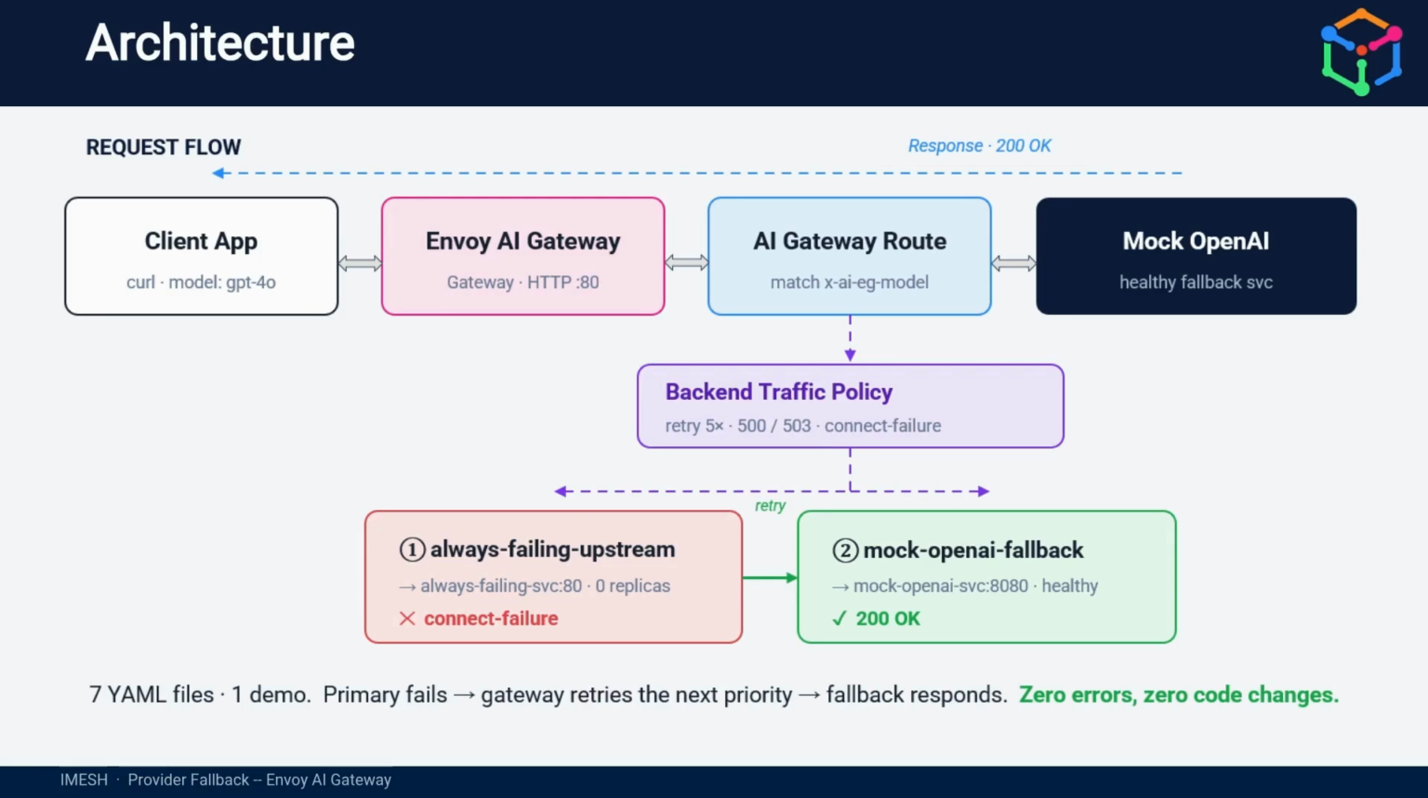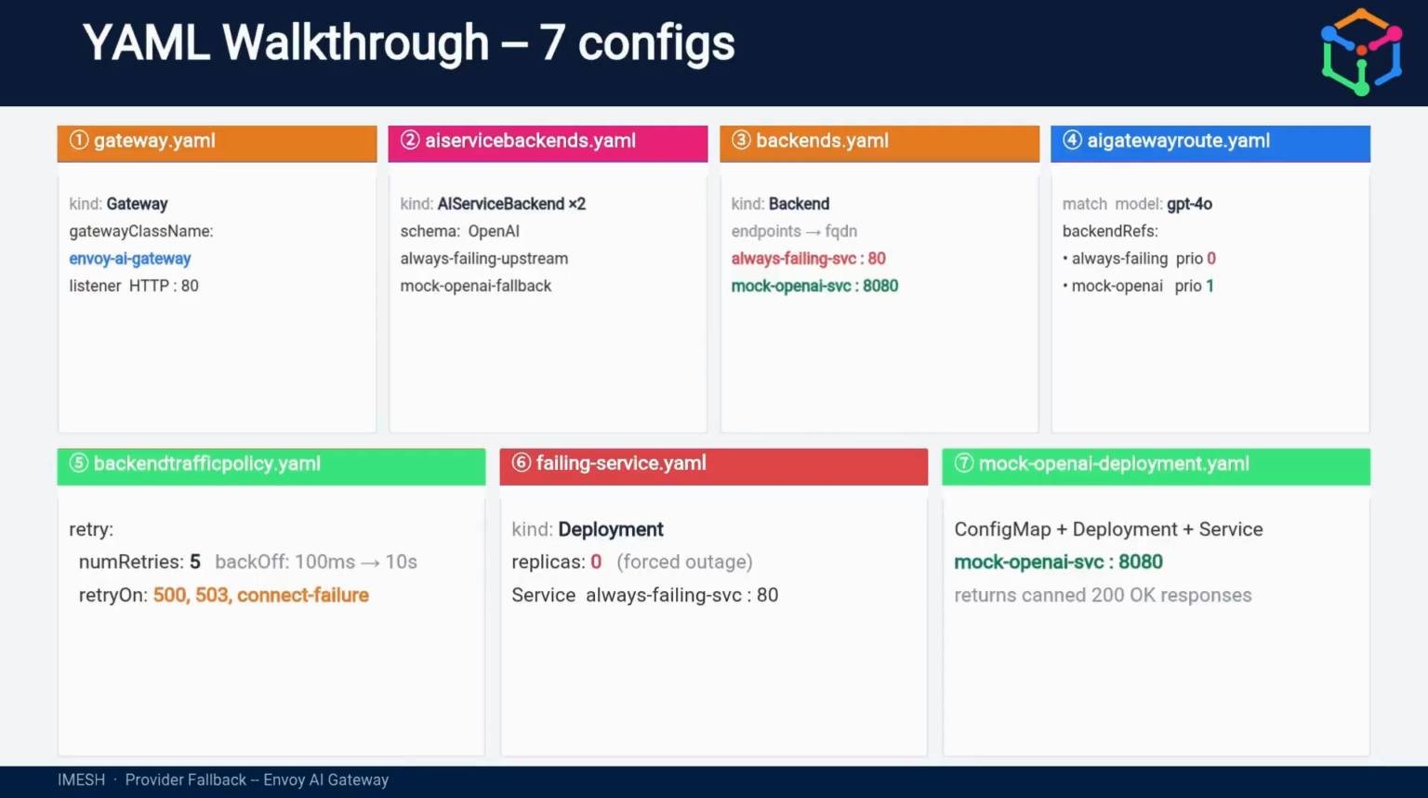The key takeaway is that Envoy AI Gateway provides provider resiliency at the infrastructure layer. When a provider becomes unavailable, traffic is automatically redirected to the next healthy backend, delivering high availability with 0 application changes. Now let us walk through the 7 YAML configs. Let's start with gateway.yaml. This creates the Envoy AI Gateway instance using the Envoy AI Gateway class and exposes HTTP traffic on port 80. Think of it as the entry point for all AI requests.